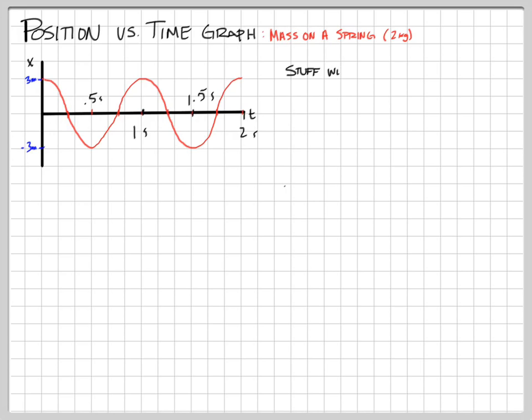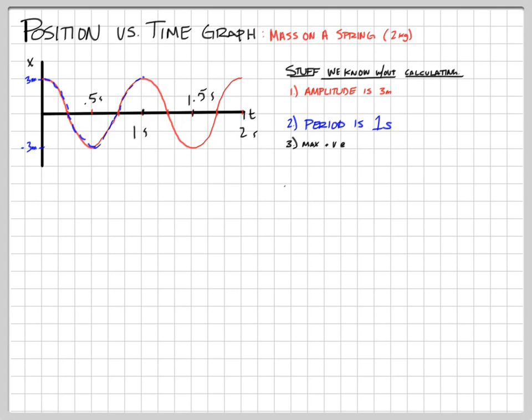Just by looking at this graph, we can get some information. So let's look at the stuff we know without making any calculations, just by looking at the graph and these values. The first thing that we know is that the amplitude is 3 meters. That's my highest position above and below equilibrium. Really easy to get. The next thing that we know is that the period is 1 second. Let me trace out from where we start back to that same position. That whole thing takes 1 second.